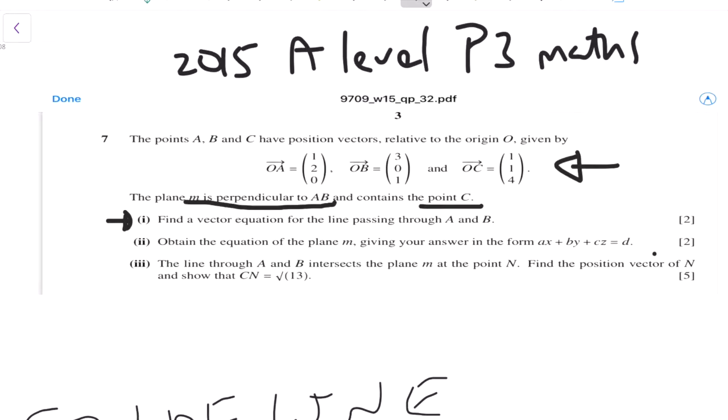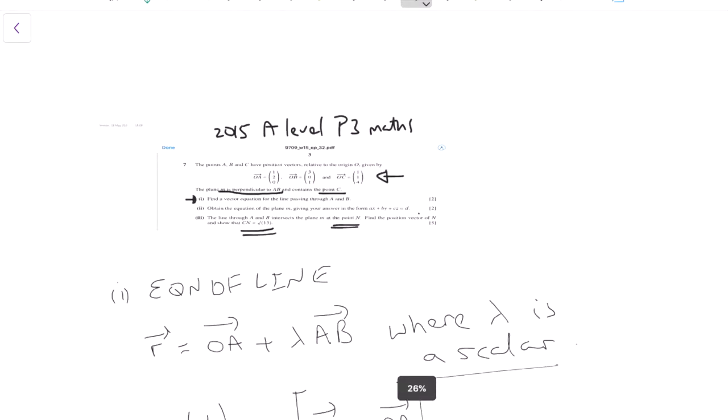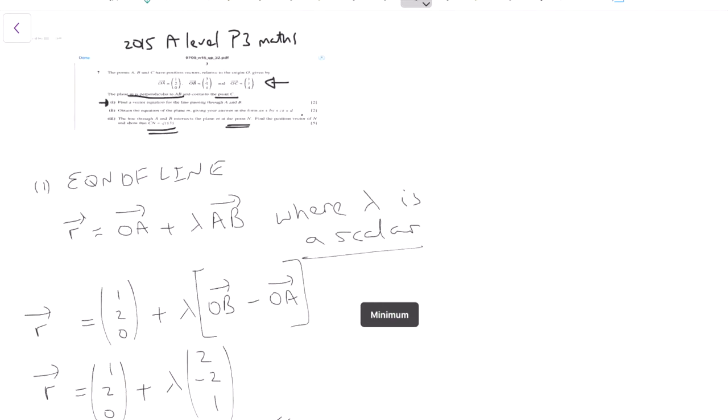And then we're told that the line through A and B, so the line we found in part 1, intersects the plane M, of which we found the equation in part 2, at the point N. Find the position vector of N and show that the distance CN is root 13. Okay, let's get started, and I'll explain the topic as I go along.